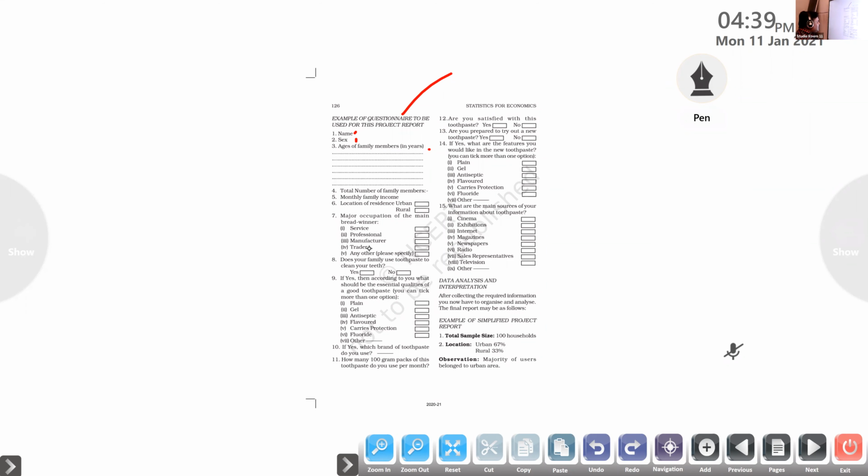Clear? If yes, which brand of toothpaste do you use? If it is no, that question is not relevant. They already said they are not using toothpaste, so don't ask which brand they are using. It is an irrelevant question. Keep that idea in your mind. How many 10 gram packs of this toothpaste do you use per month?